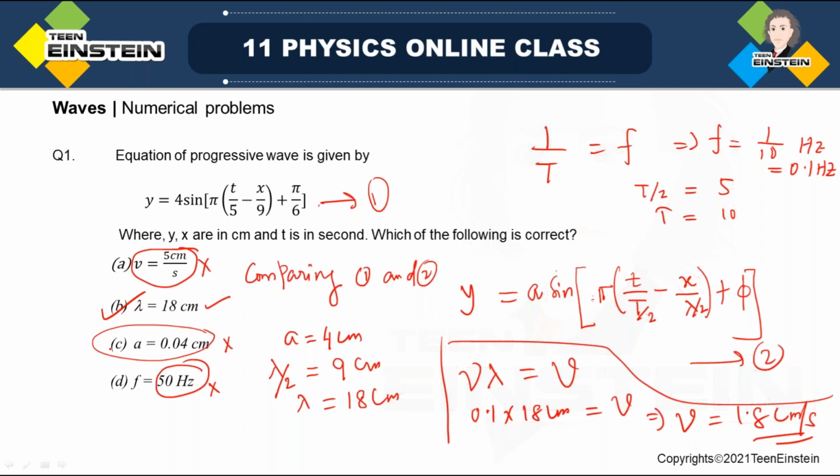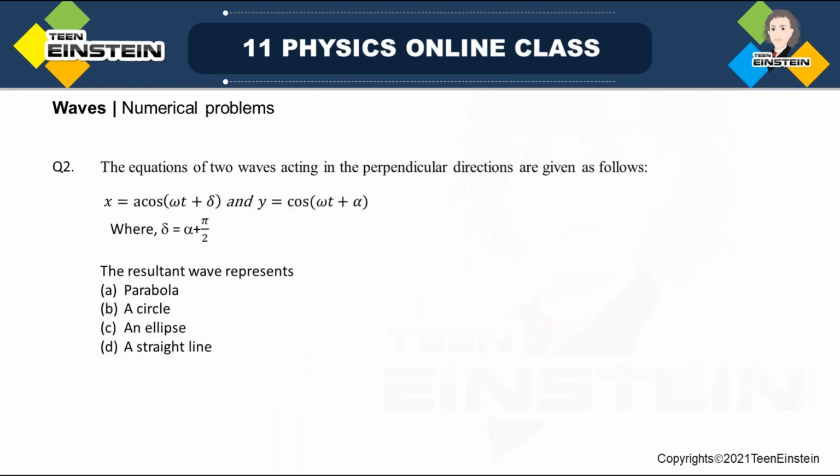So the wavelength of this progressive wave is 18 centimeter. So let us go to the next question. This is also a very interesting question. This could be asked in competitive exams. So what is the question?